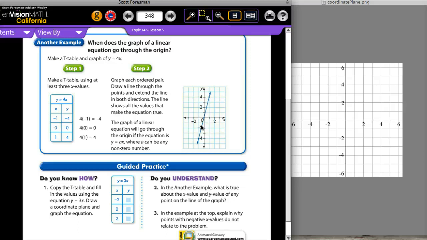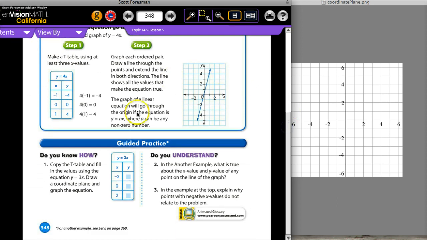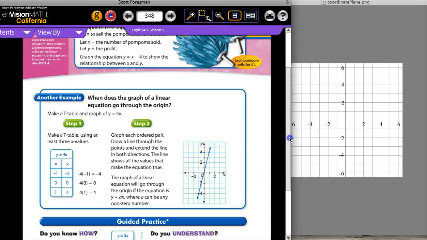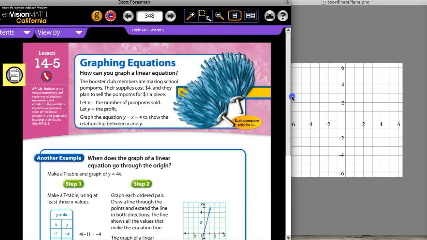Okay, so it's asking you what is true about these two values. What do you know? What do they tell you about their relationship in this equation? Okay, and we'll discuss it a little bit tomorrow, and it might be a little bit hard to put into words, but I think tomorrow when we talk about it, you'll have a better idea of what exactly they're looking for.